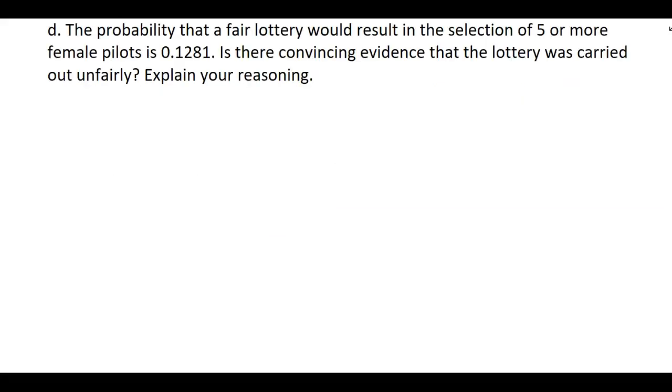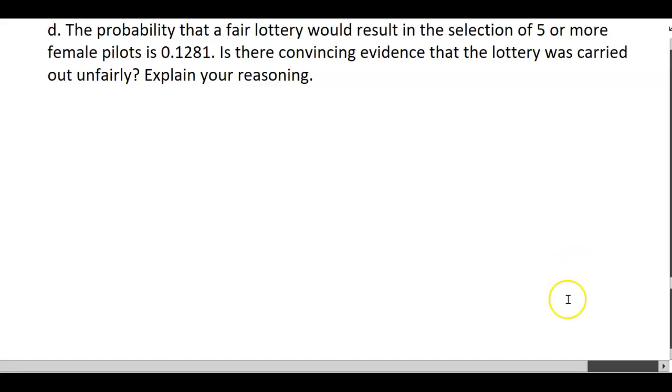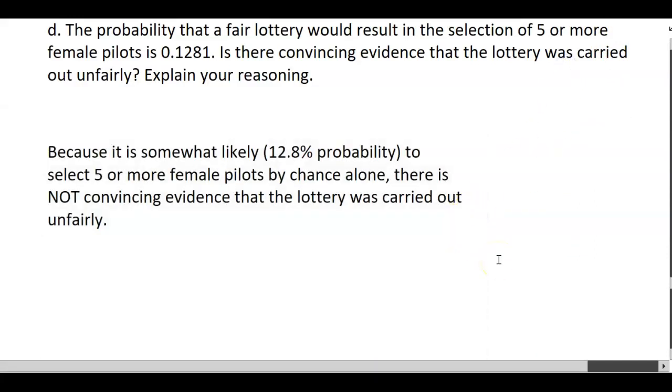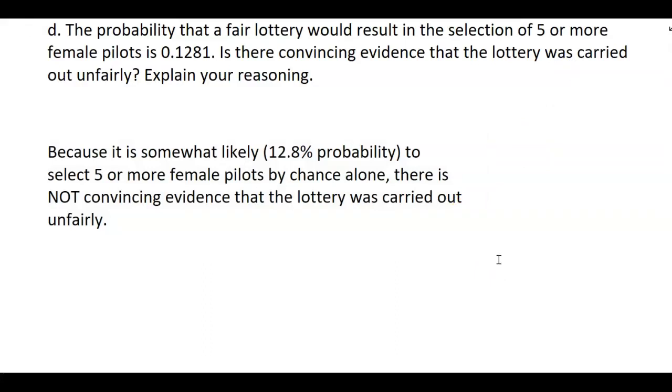Now, if we ran a simulation, we find out that the probability that a fair lottery would result in the selection of 5 or more female pilots is almost 13%. So is there convincing evidence that the lottery was carried out unfairly? Well, remember that our cutoff is 5%. So because it is somewhat likely, there's actually 12.8% probability to select 5 or more female pilots by chance alone, we can say there is not convincing evidence that the lottery was carried out unfairly. If we had gotten a probability of less than 5%, we would say there was convincing evidence that the lottery was carried out unfairly.